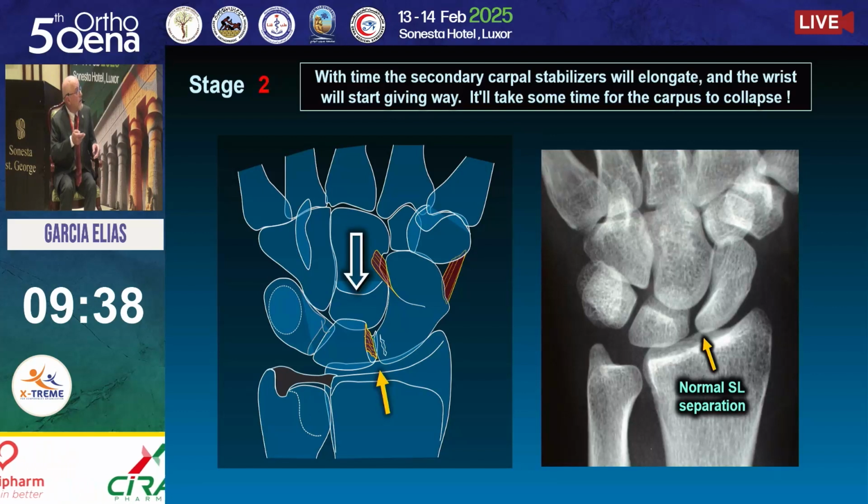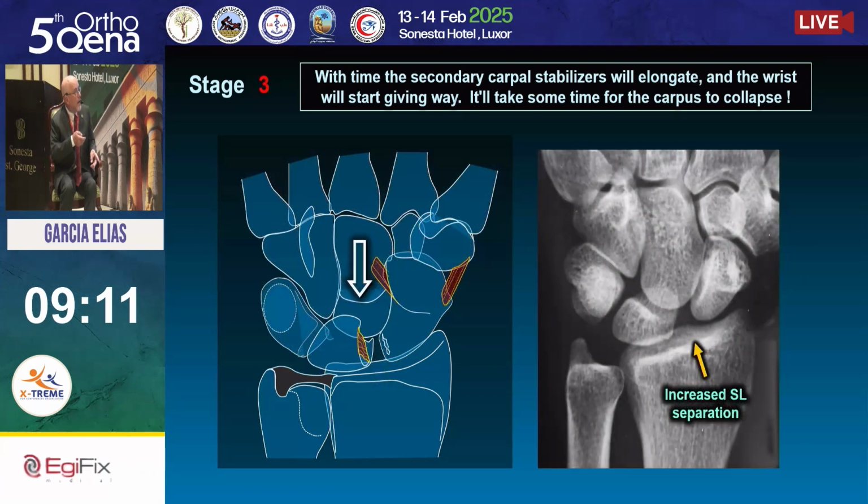After that, stage 2 would be the case where with time the secondary carpal stabilizers will elongate and the bridge will start giving way. The giving way is not automatic. I mean, it may happen with time. It'll take some time for the carpals to collapse, but as you can see, there's normal scapholunate separation.